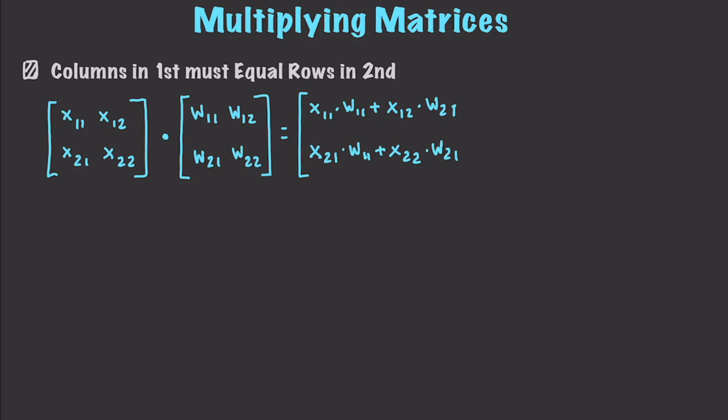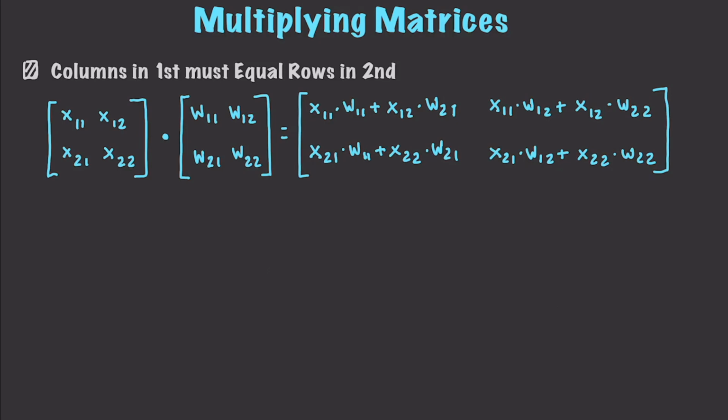w21, and then to get the value in the upper right hand corner, this will be x11 again times w12 plus x12 times w22, and I think you can see how you are basically repeating the actions over and over again. And that is how we can perform multiplication between matrices.